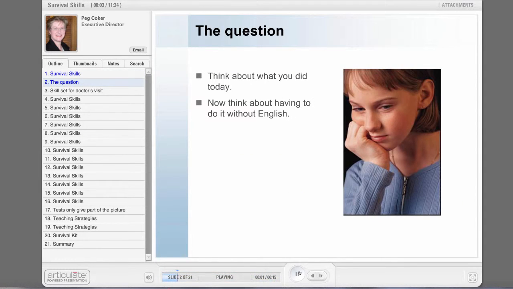In Session 2, you were asked a question. Think about the everyday tasks you did today. Now think about having to do those tasks in a country where you don't know the language. It would be difficult, wouldn't it?